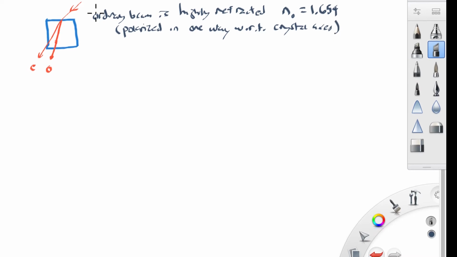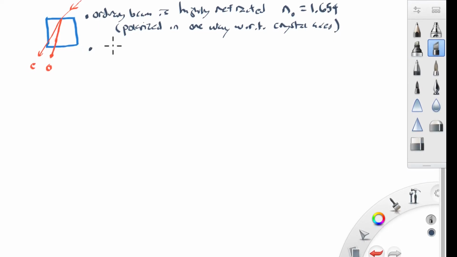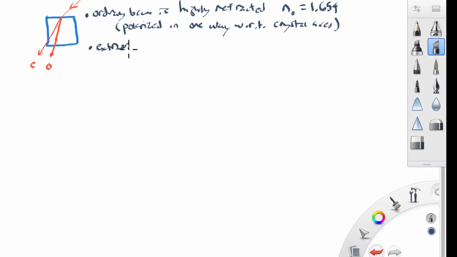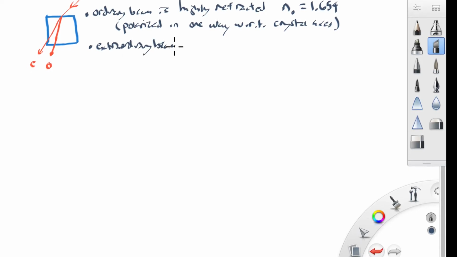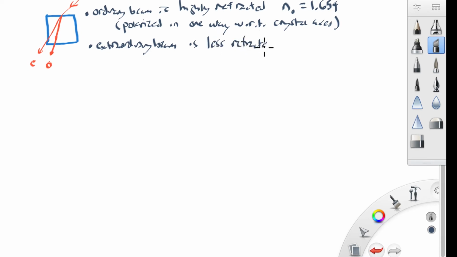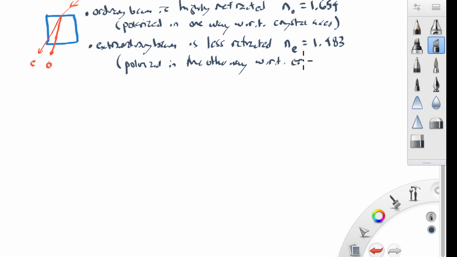This is something we explored a bit in lab. And then there's the extraordinary beam. And this is less refracted, it's less bent. And at lowest, you might say, the refractive index of the extraordinary beam is 1.483. So you can have a very low refractive index. And by the way, the extraordinary beam is polarized in the other way with respect to the crystal axes.